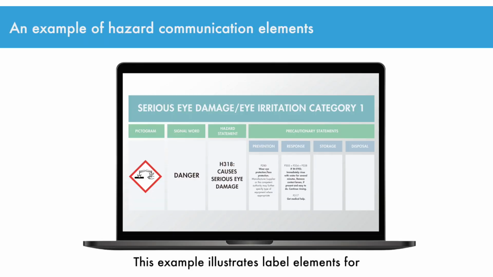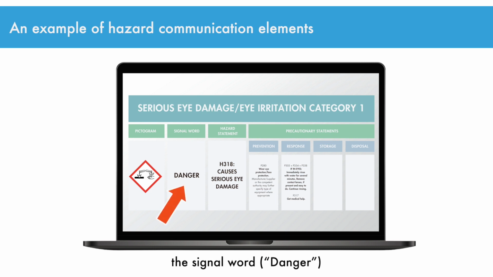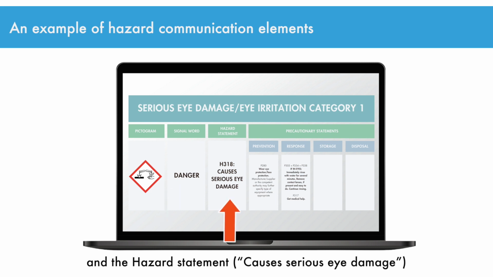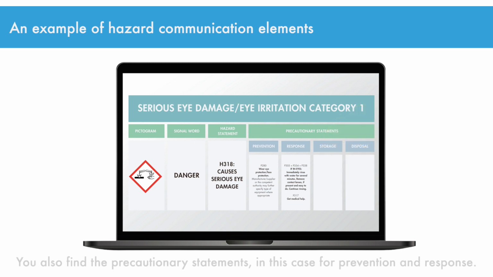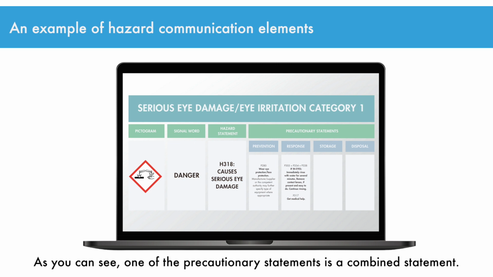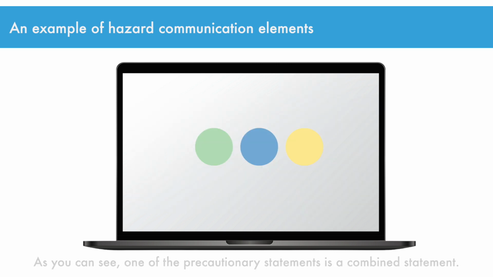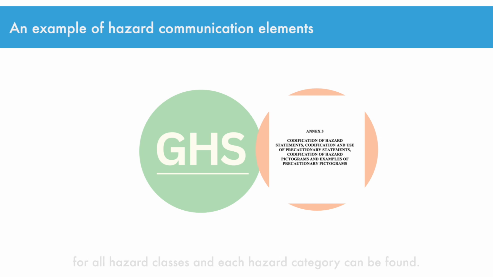This example illustrates label elements for serious eye damage / eye irritation category 1. The matrix shows the pictogram indicating corrosion, the signal word, danger, and the hazard statement causes serious eye damage, with its code H318. You also find the precautionary statements, in this case for prevention and response. As you can see, one of the precautionary statements is a combined statement. The GHS Annex 3 contains matrices where the label elements for all hazard classes and each hazard category can be found.